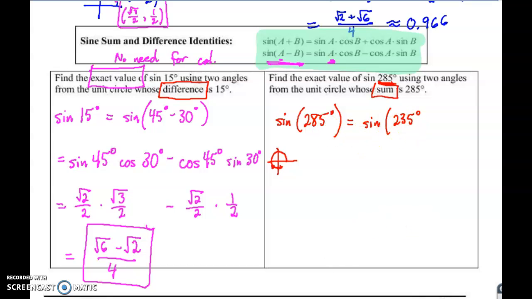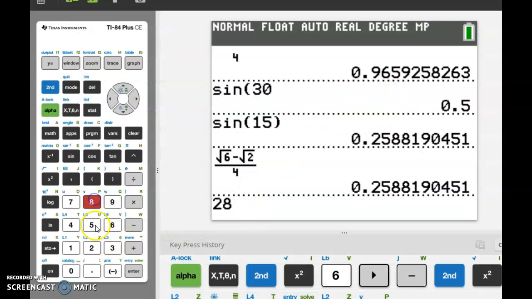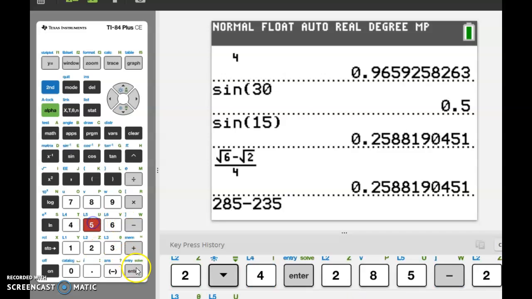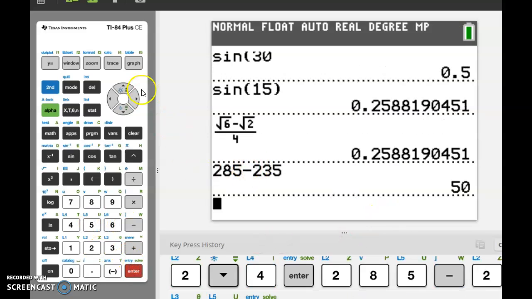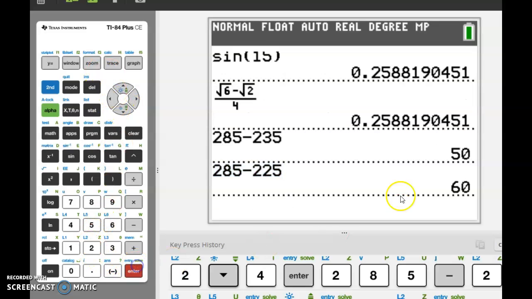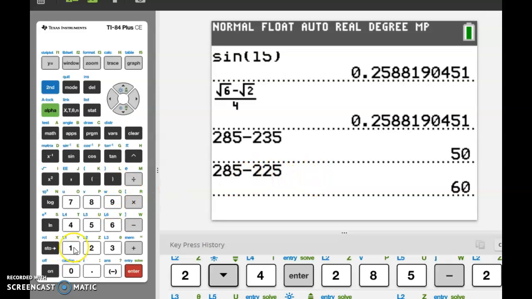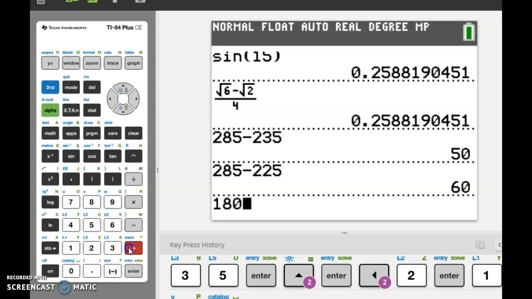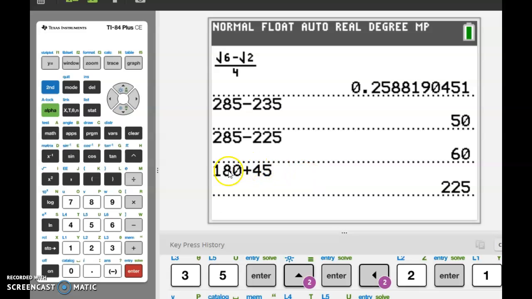And there's nothing wrong with just guessing and seeing. So I'm just pulling up a calculator. Is it 285 minus 235? Well, that was wrong. I don't even know what I was thinking, because 235 is not on the unit circle either. Maybe what I was thinking of was 225. And if you're sitting there and saying, well, how did you know 225 was on the unit circle? Well, 225 is 45 more than 180. So it is on the unit circle.